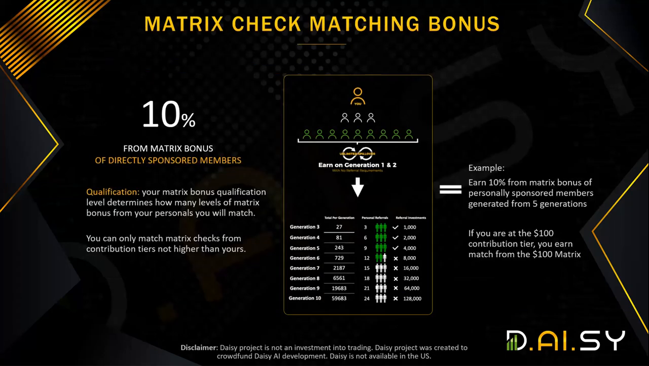Let's look at the matrix check matching bonus. The matrix check matching bonus basically means that each time somebody that you referred makes money, you get 10%. So 10% from matrix bonus if directly sponsored members. So each time somebody you sponsor directly makes money, you get 10% of that money.